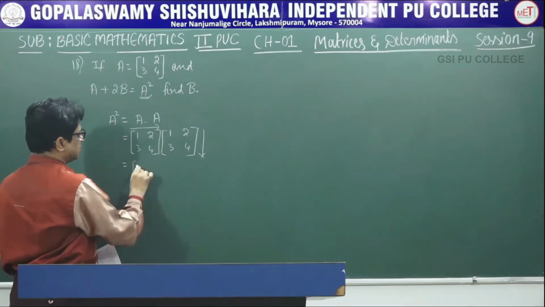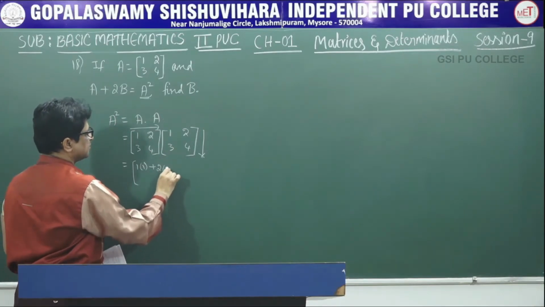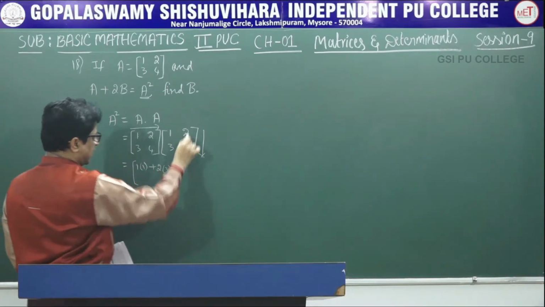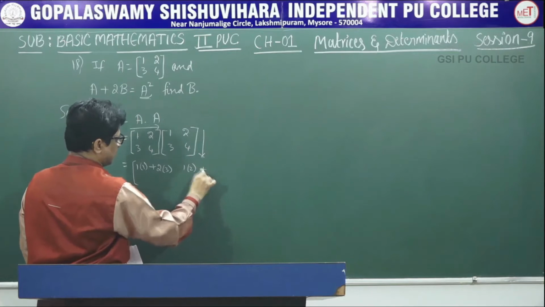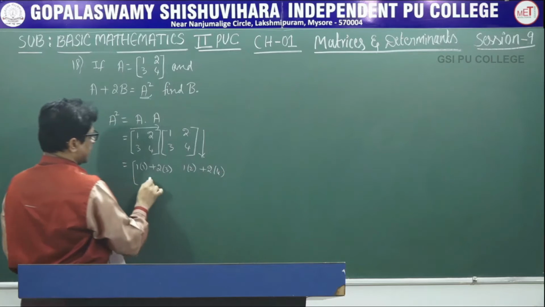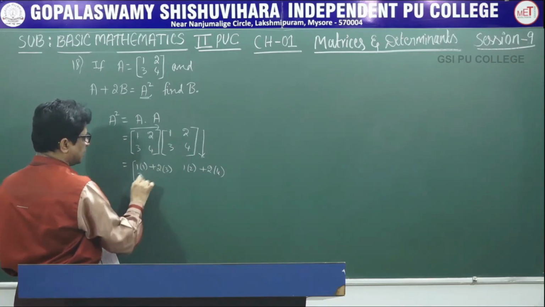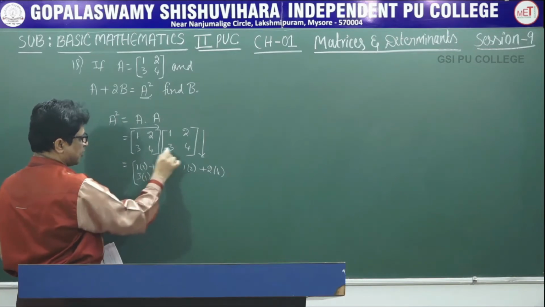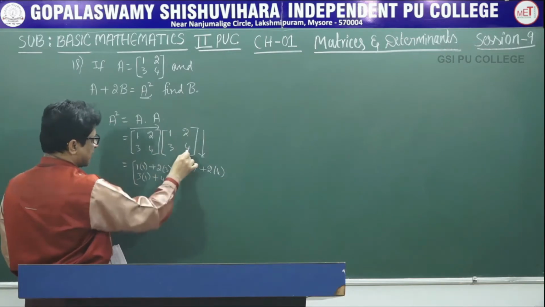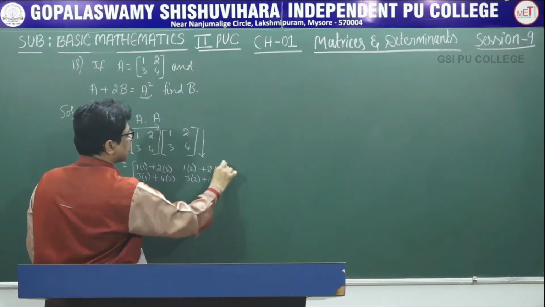So, 1 into 1 plus 2 into 3. Next, first row into second column, 1 into 2 plus 2 into 4. Next element is second row into first column, 3 into 1 plus 4 into 3. Next element is second row into second column, 3 into 2 plus 4 into 4.